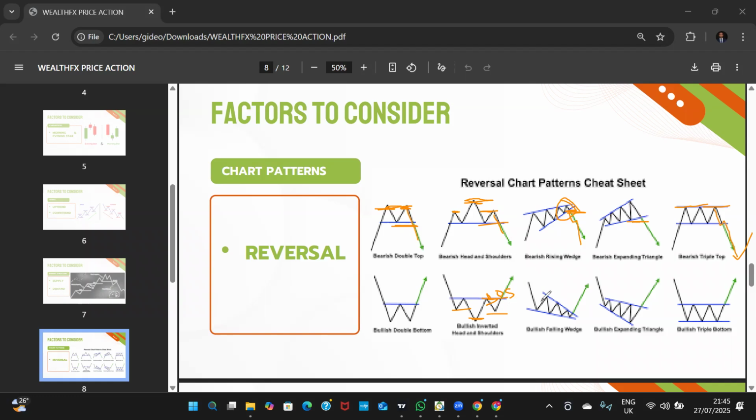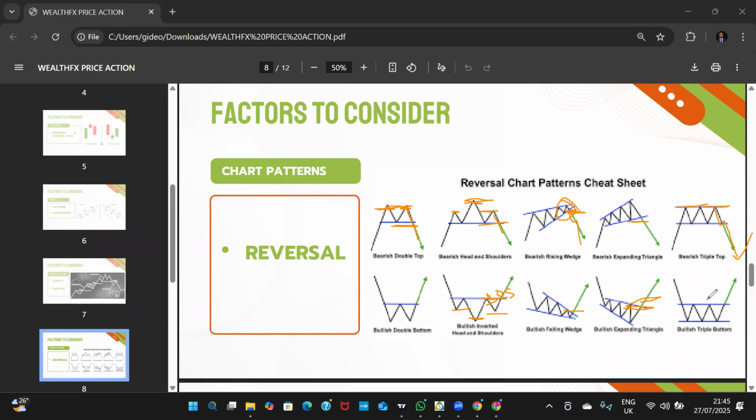Yes, we have the bullish falling wedge. Price seems to be falling, and all of a sudden, it breaks the last low, forming a new break of structure and continuing the trend higher. Yes, we have the bullish expanding triangle, which is the opposite of the bearish expanding triangle. And of course, very important, we want to pay attention to the break of structure around that area.